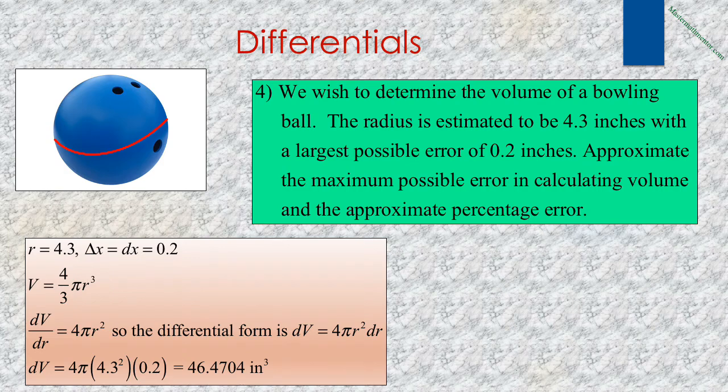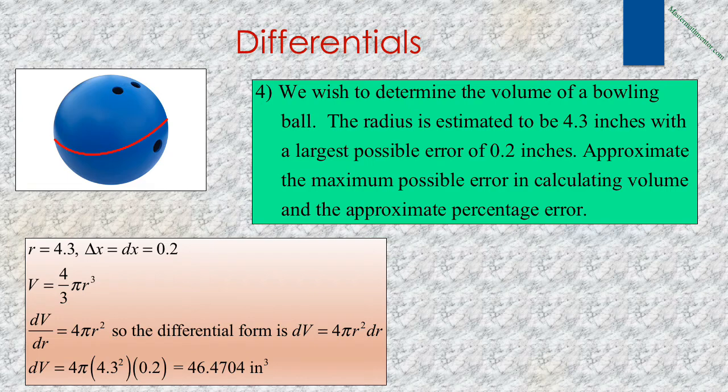So we have r equal to 4.3, dr equal to 0.2, and since we know that the volume of a sphere is 4/3 pi r cubed, dV/dr equals 4 pi r squared, so the differential form is dV equals 4 pi r squared dr. And therefore dV is equal to 4 pi times 4.3 squared times 0.2, to get 46.4704 cubic inches.